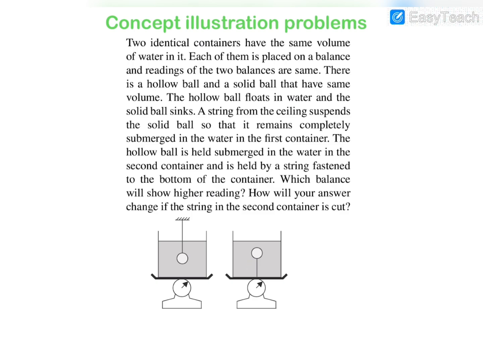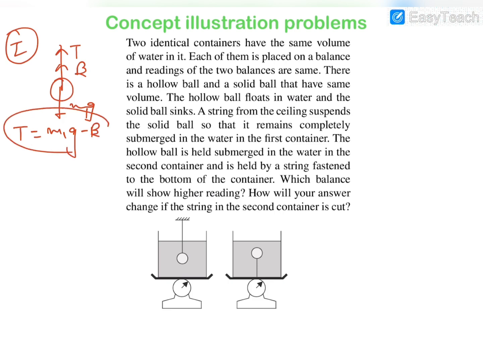The volume of the two balls is the same, so we have to find out which of the weighing machines will show the greater reading or smaller reading, or whether they will show the same reading. So let us analyze the first situation. In the first situation, the tension acting on the ball will be balancing mg minus buoyancy. Let's suppose the mass of the ball in the first case is m1. So T will be equal to m1g minus buoyancy, because m1g will be greater than buoyancy, since the density of the first ball is greater than that of the liquid.